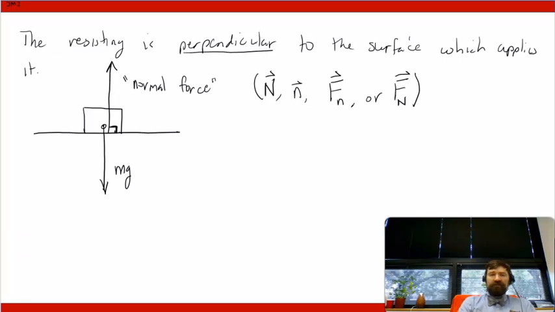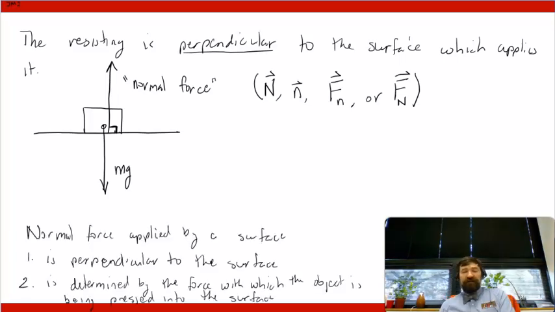Okay, so in some sense, we have two points that we can say about the normal force. One, it's perpendicular to the surface that's applying it. Two, it's variable depending on how hard the object is being pressed into the surface. Note that that second clause, it's determined by the force with which the object is being pressed into the surface. That second clause does not mean that normal force and gravity are always equal.